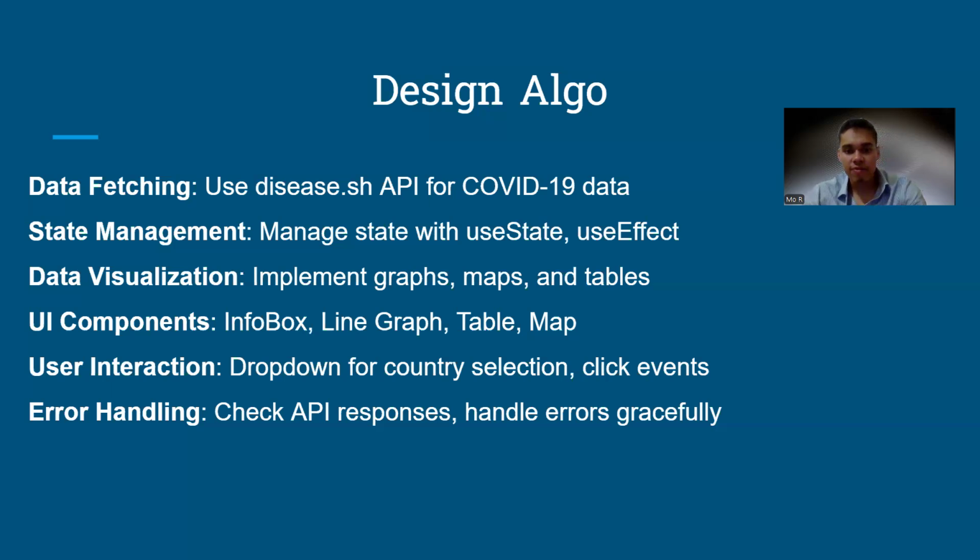We're also going to use data visualization. We're going to use graphs and tables to visualize our statistical data. The UI components would include an information box, a line graph, tables, and a map, and then user interaction. A drop down is going to be available on our web page, where the user will be able to click the drop down and select from an array of countries and view their statistics.